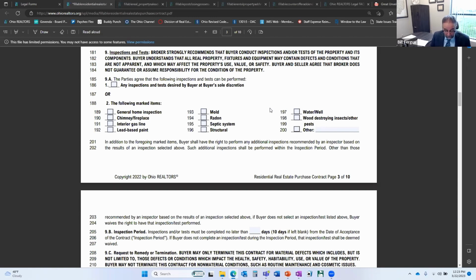Big things to look for in this: note that there is a choice of inspections. In some parts of the state, so look at 9A, 1 or 2. Number 1 would conform more to what happens in central Ohio. Number 2 conforms to some of the contracts I've seen in the Cleveland area and some of the rural areas where you're picking and choosing your inspections. Note that there is an inspection period under 9B and a remedy period under 9C.